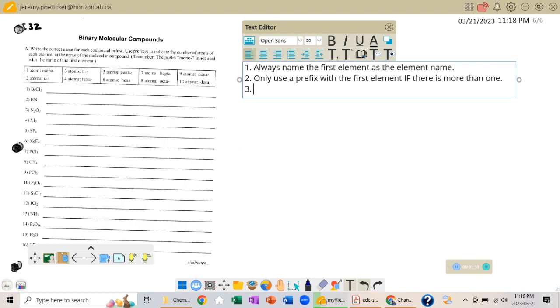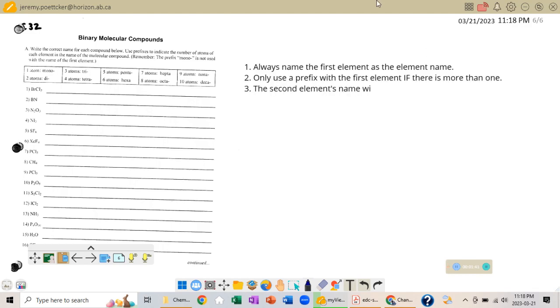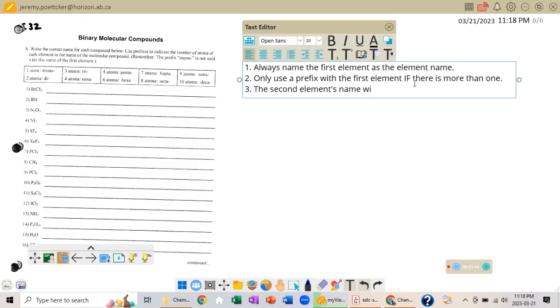And number 3, the second element's name will end with "ide", just like the ionic. So sulfur becomes sulfide, chlorine becomes chloride, and so on. And number 4, the second element's name will always have a prefix.